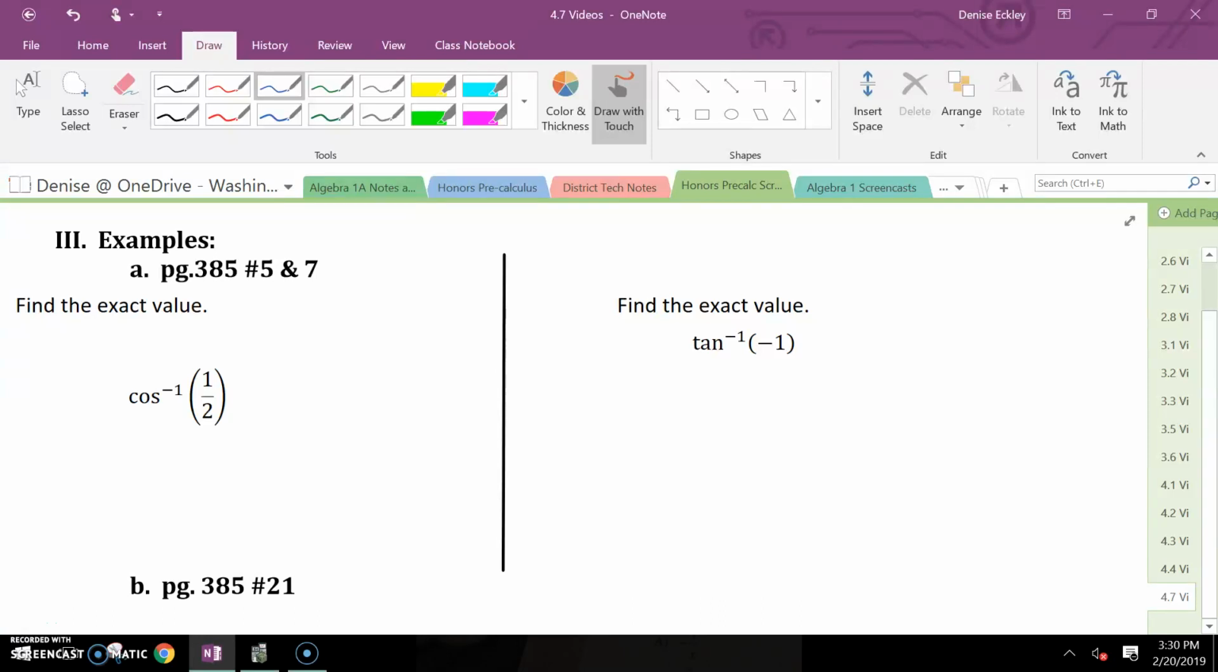Okay, now we have page 385, numbers 5 and 7. We're dealing with the inverse cosine and the inverse tangent. So for number 5, we're asked to find the exact value of inverse cosine of 1/2.